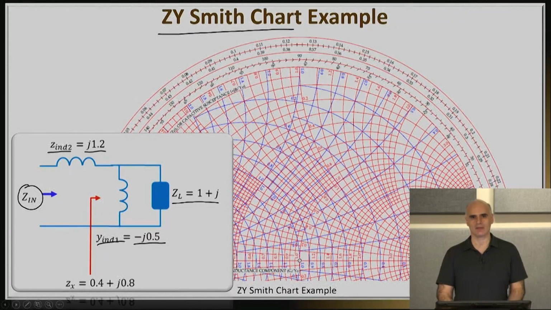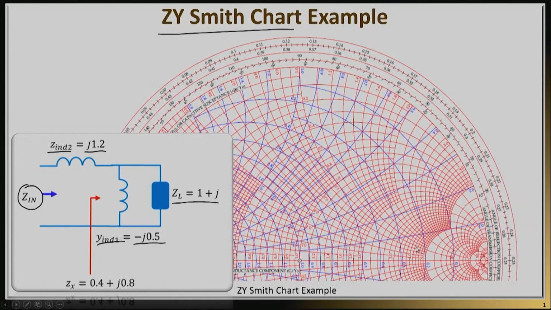The load is given with its impedance, so I'm going to be using the impedance Smith chart, which is the red lines right here. So the load has a real part of 1, and it has an imaginary part of 1 as well. So here is the circle with a real part of 1, and here's the circle with an imaginary part of 1. And of course, at the intersection of these two circles, I will get my load. So here's my ZL, 1 plus j1.